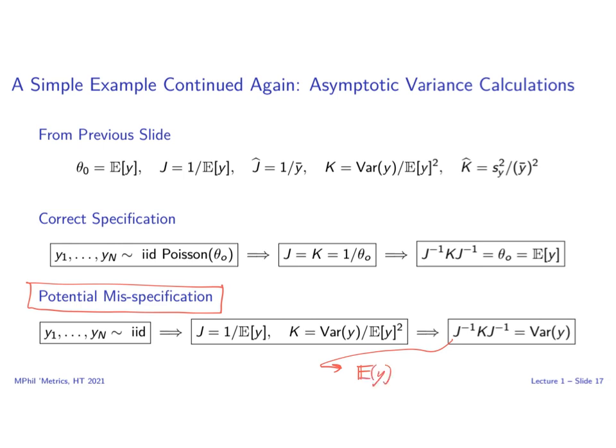Thus, J inverse times K times J inverse is equal to the expectation of y times the variance of y divided by the expectation of y squared multiplied by the expectation of y once again. These two expectations of y in the numerator cancel with two further expectations of y in the denominator, and we obtain J inverse times K times J inverse is equal to the variance of y. So under correct specification, we obtain a different asymptotic variance matrix than we did under potential misspecification.